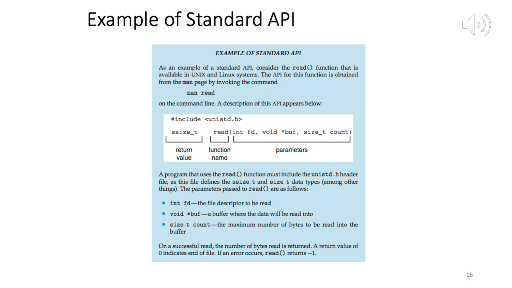Okay. So in your program, you will call read, and then you specify FD, let's say 4. You specify the buffer, you specify the count. Then the API calls the read system call, and then it returns back, and on a successful read, the number of bytes read is returned, and a return value of 0 indicates end of file. If an error occurs, read returns -1.